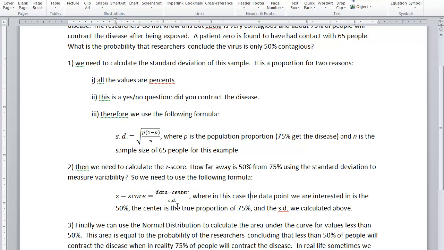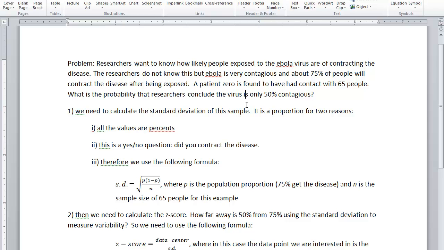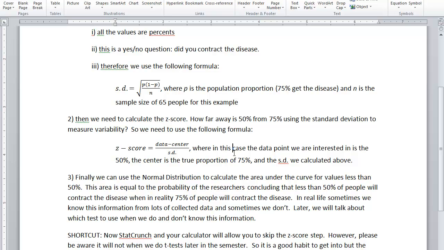Now, in this case, the data point that we're interested in is the 50%, and that comes from the probability that researchers conclude the virus is only 50% contagious. So we want to see how far away that is from the true center of 75. Because remember, Ebola is very contagious, and about 75% of people will contract the disease after being exposed. So that's our actual center. And then of course we have the standard deviation we calculated from the above formula. So I'm going to plug these in, and again I'm going to use StatCrunch.